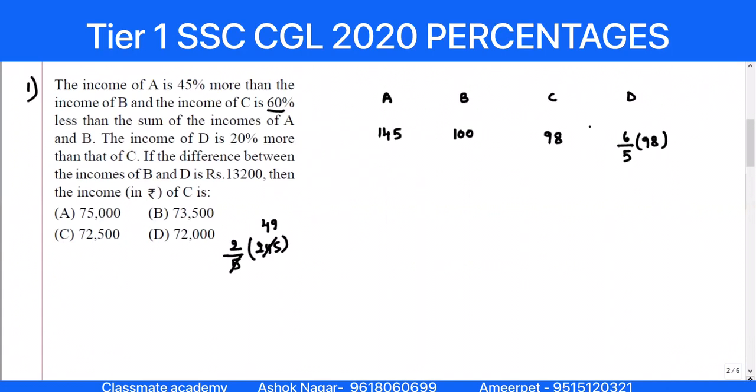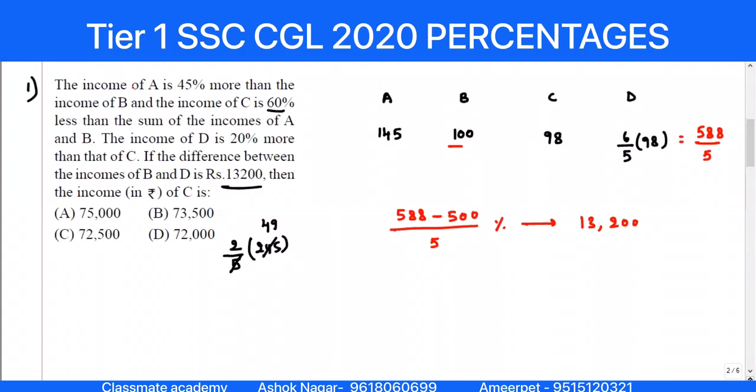98. And the difference between B and D is how much? 13,200. What is the difference between this and this? 6 into 98. What is 100 into 6? 600. Minus 12 you take out. So this one is 588 by 5. This one is 100. The difference is 588 minus 500 by 5. Percentage you can take it, or whatever that you want. How much is it? 13,200.